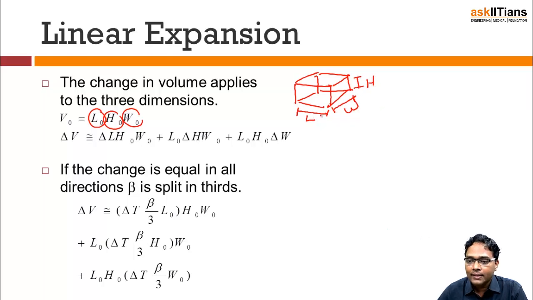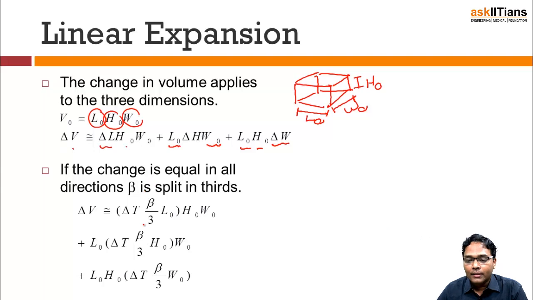So I have the three sides. If I say L0, W0, H0, these are the three dimensions that I have. Because of the change in volume, I will have delta L, with H0 and W0 remaining constant. Then if there is a change in height, L0 and W0 remain constant. If there is a change in width, L0 and H0 remain constant. So as a result, we'll get the change in the volume taking place.